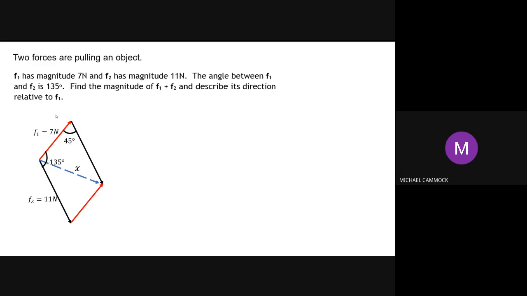That's what it says. So these two forces are being pulled in both directions, one going this way, one going this way. There's a 135-degree angle between them. And we're being asked to find the magnitude of F1 plus F2 and describe its direction relative to F1. So sometimes when you're asked for direction, you can give the answer not in terms of directional bearings like north, south, east, or west, but you can say it is this number of degrees away from one of the previous forces.